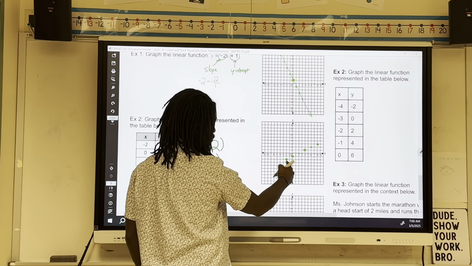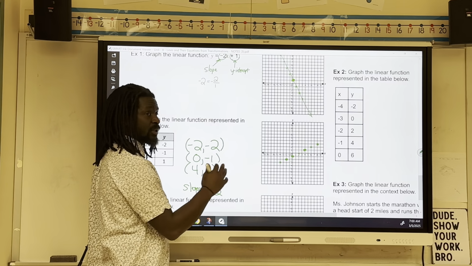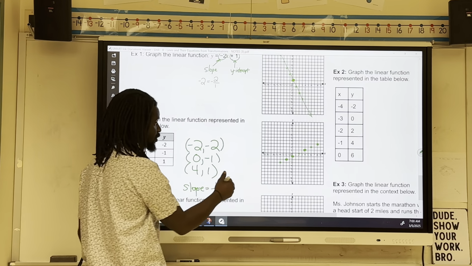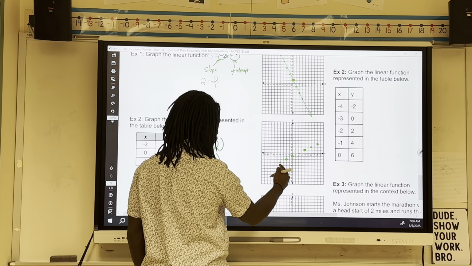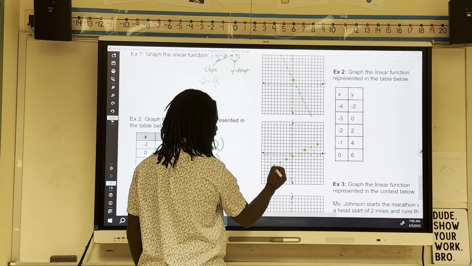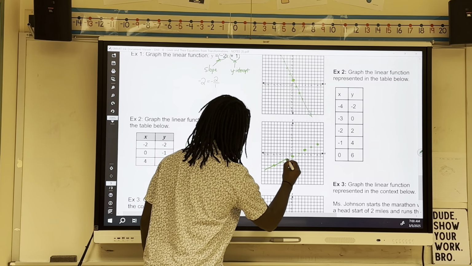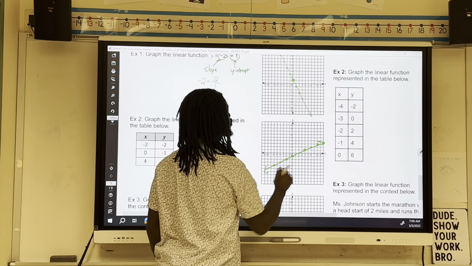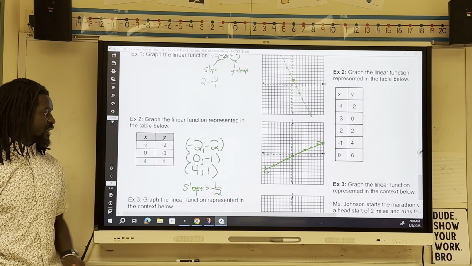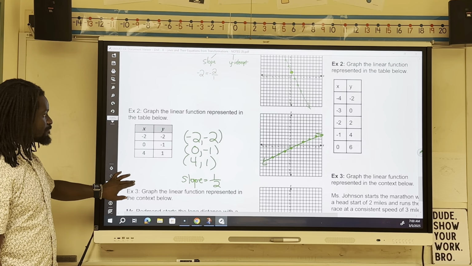Or I can go down 1, back 2. Okay, both of them are gonna be, again, I'm doing the opposite when I'm moving in the other direction. Instead of going up and over, I'm going back, down and back. Down 1, back 2, okay? And I could go on and on, but I have enough points, then I'm just gonna connect each of my points, drawing an arrow to say that that continues on, okay? The line continues, all right?